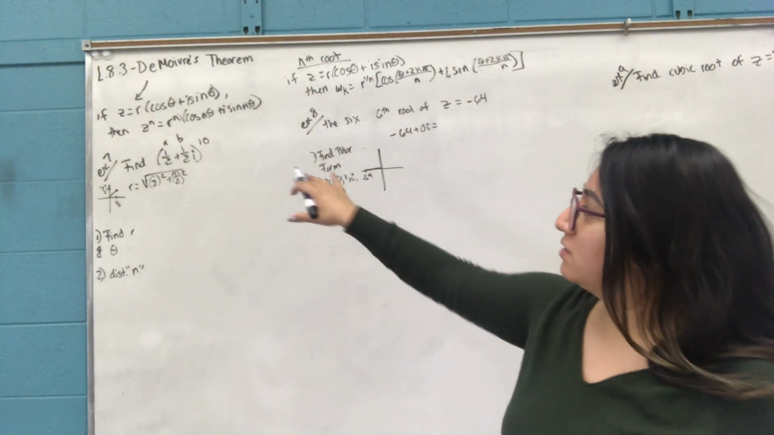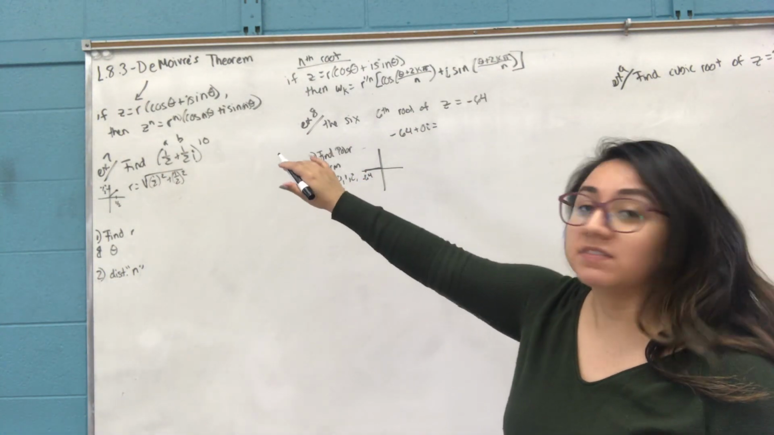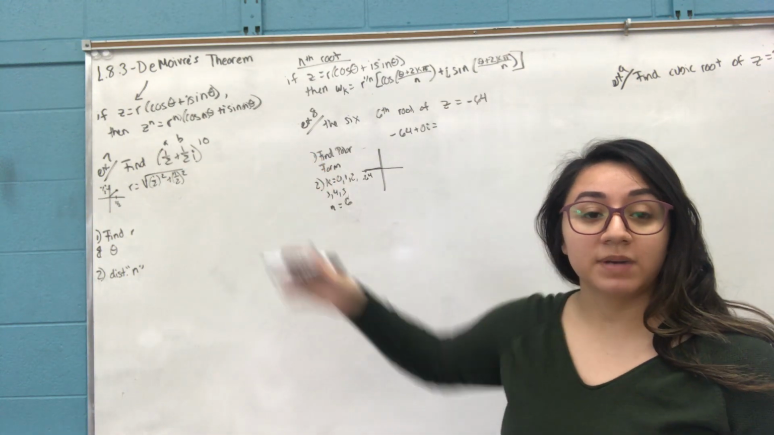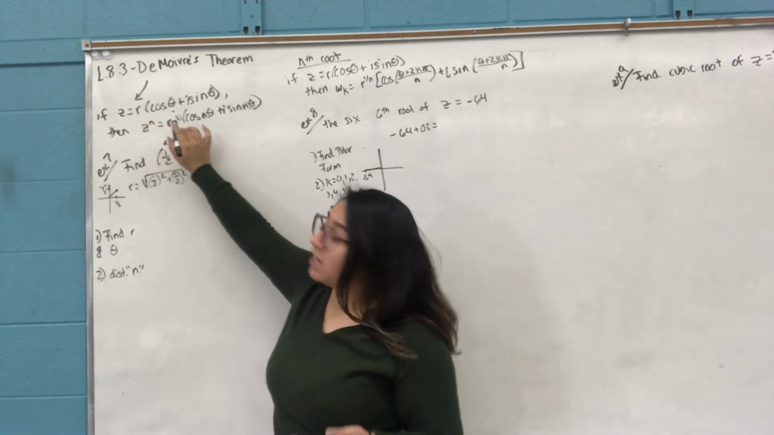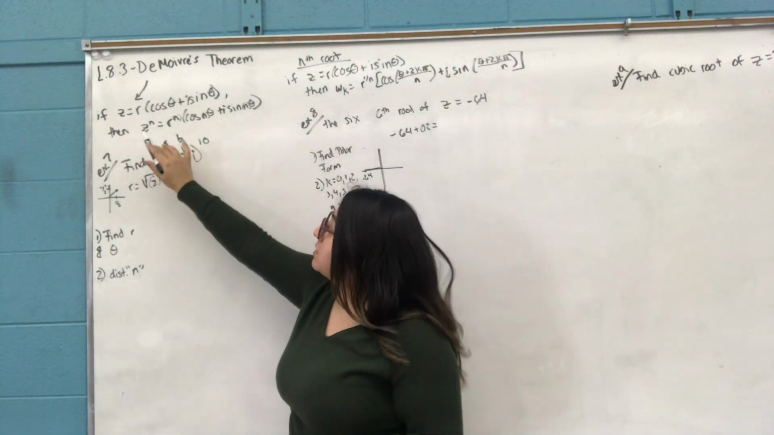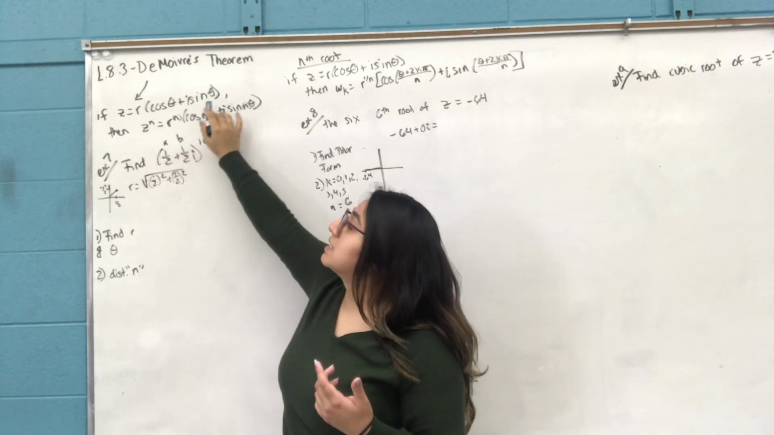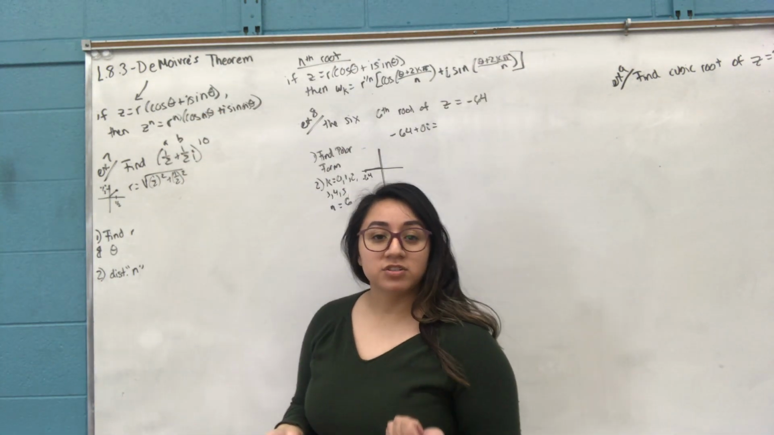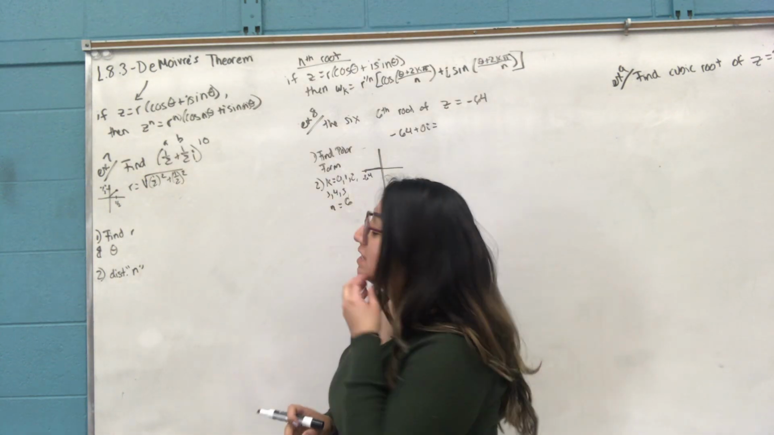Here we're going to go ahead and use DeMoivre's theorem. So according to this, we have if z is equal to that polar form. So we have the complex number and we convert it to polar form, which you should have done in your previous examples. You'll have z equals r times the cosine theta plus i sine theta. Remember, r is the modulus and theta is considered the argument there.